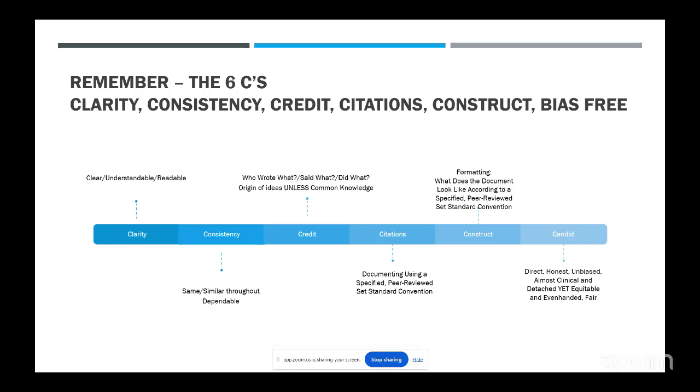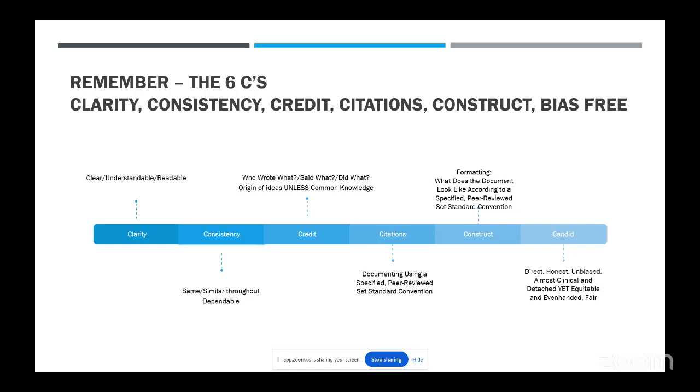Okay. So how is that document set up? The headers, the running heads, the margins, all of that. What does that document look like? That is formatting. And we will go more into that. And then the last one, the C, is candid. And in other words, bias free.